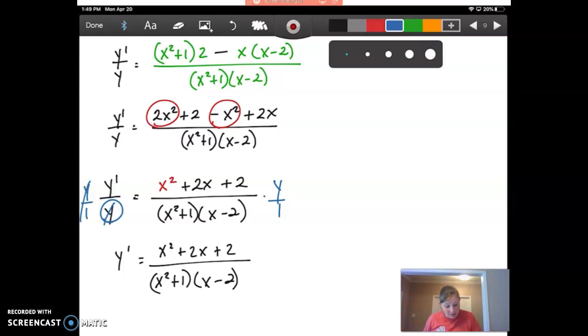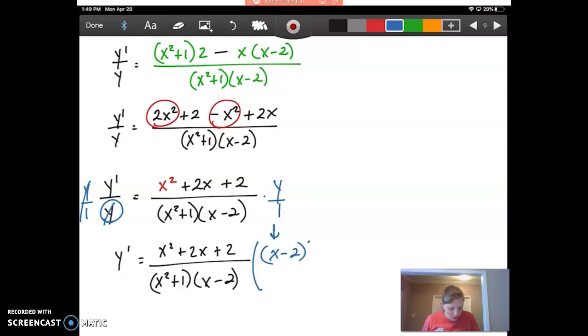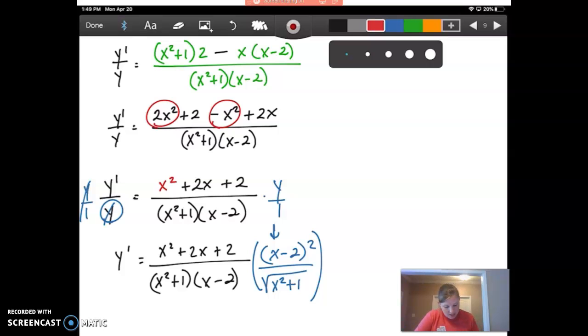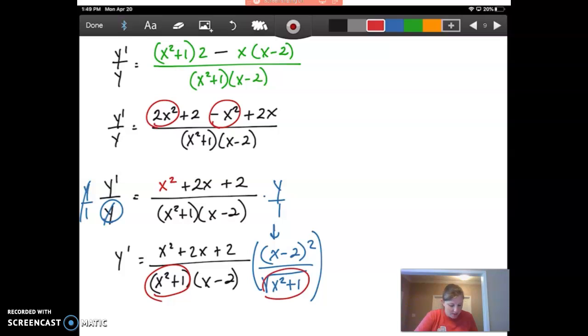And I'm actually going to substitute that back in. When I do, over the square root of x squared plus 1, I'm going to notice several different things, or at least I hope you do. The x squared plus 1, you have a common value, that common binomial in the denominator. So I can actually rewrite that denominator as x squared plus 1 to the 3/2 power. And then I have that x minus 2.